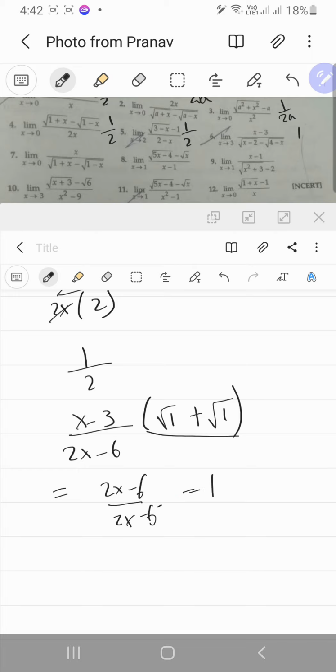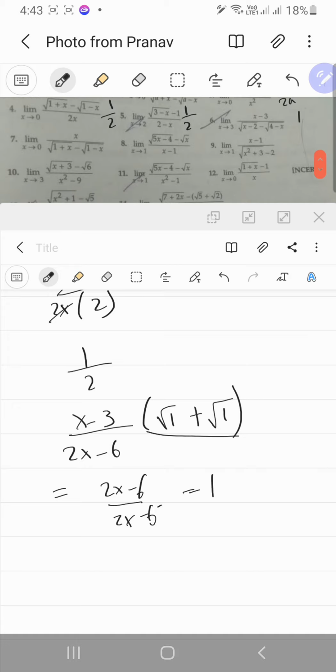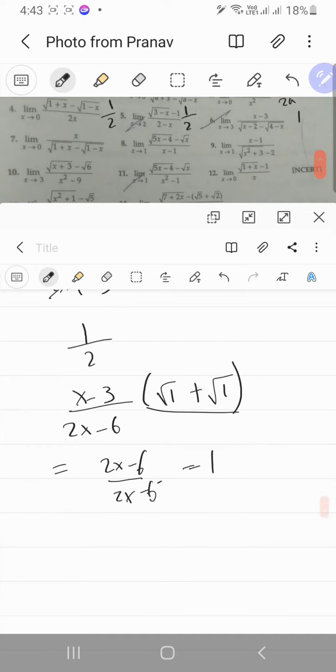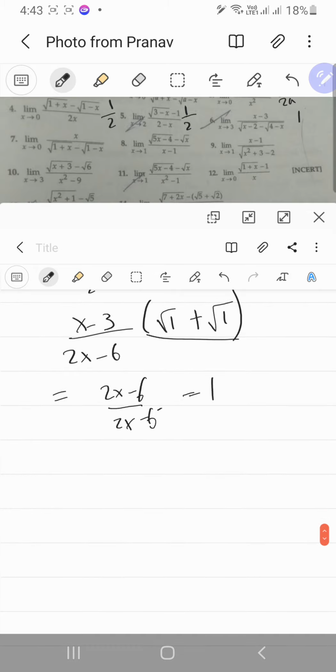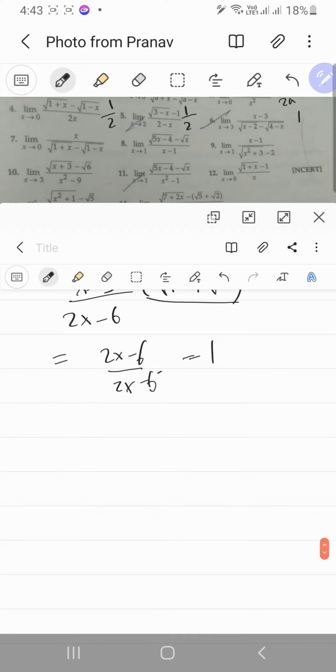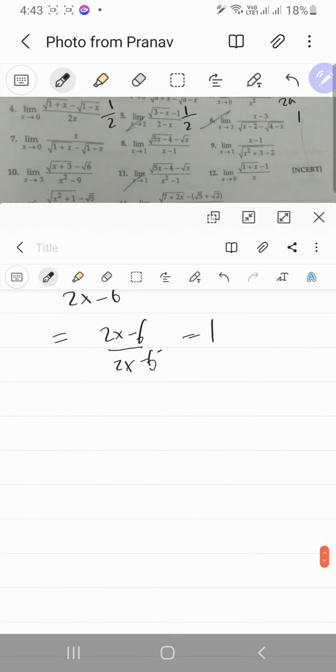Next question. Yeah, this is definitely correct. x upon square root of 1 plus x minus square root of 1 minus x. Limit as x approaches 0. Right. So x upon, subtract, so you should get 2x over there, and then you just get 2. Okay, fine. So this cancels, so just 1 is the answer.